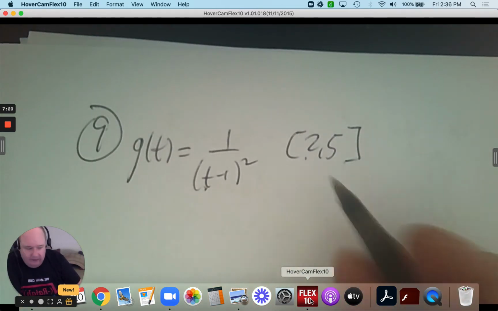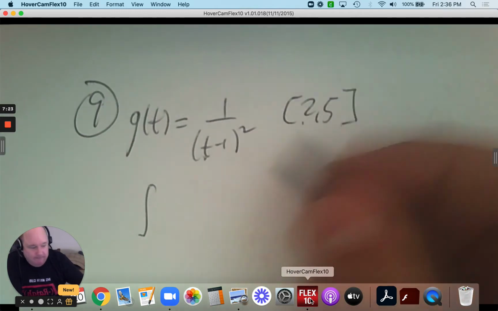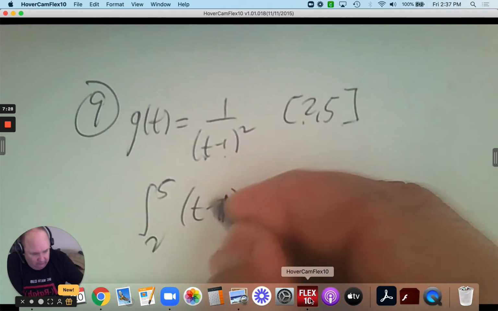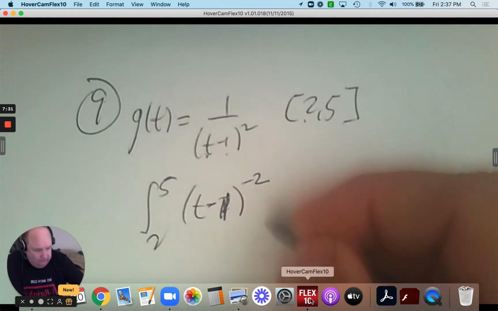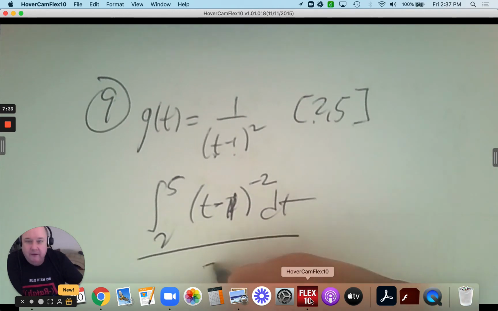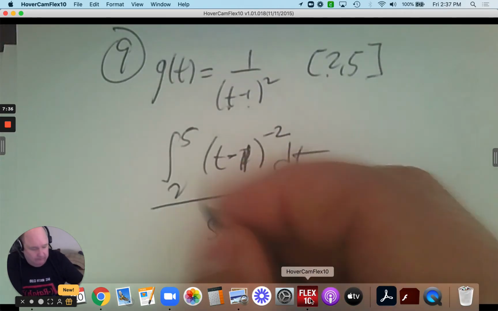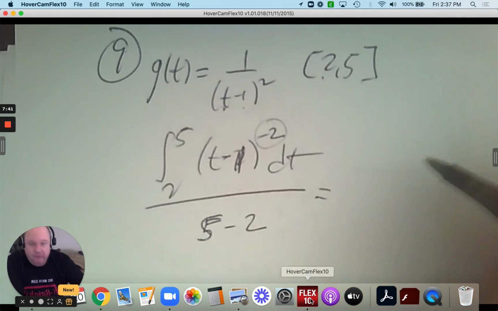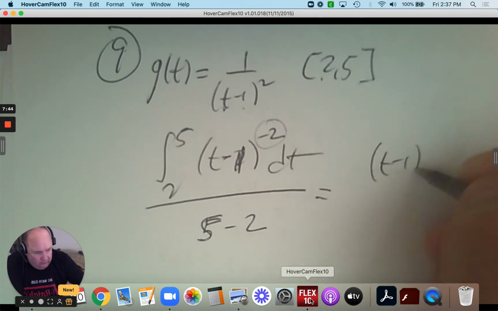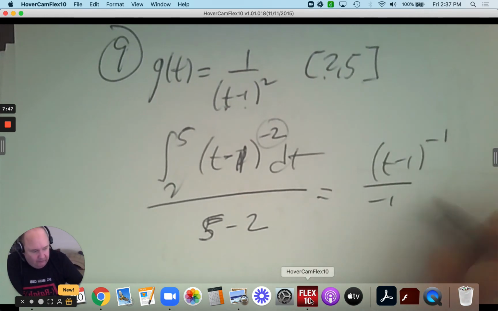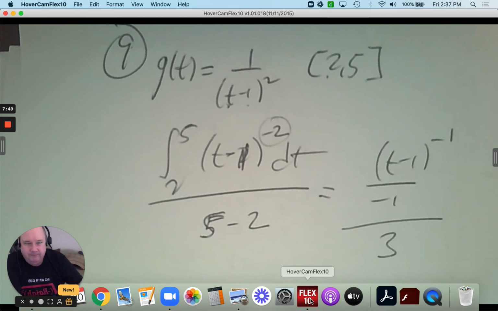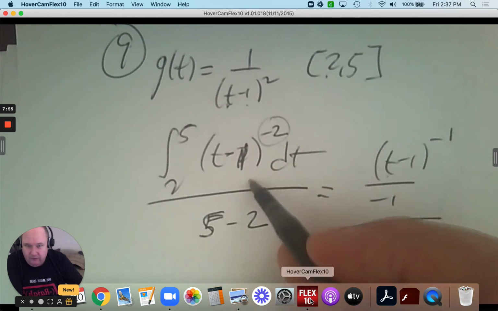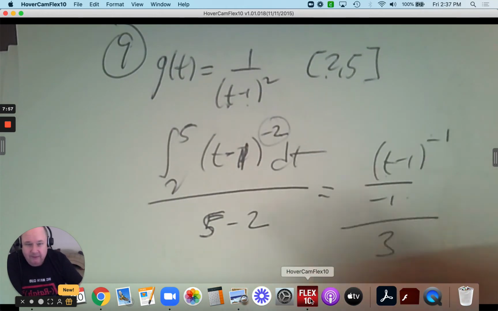So what's the setup again? The setup is we're integrating over the interval, and we're integrating this. Now to make life easier, I'm going to write this to the exponent negative 2, and then I divide by the difference of the bounds. The antiderivative here, you add 1 to the exponent and divide, and that's all divided by 3. Notice, there is no hook, so it's positive 1, perfectly set up to add 1 and divide, and then divided by 3.